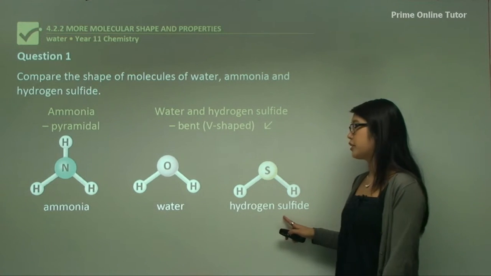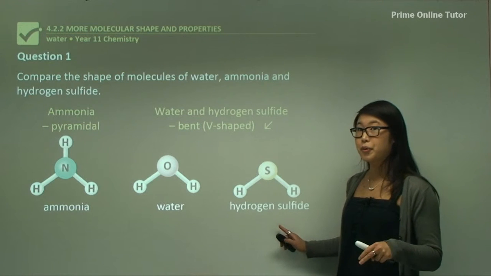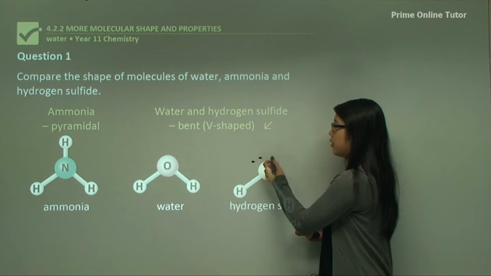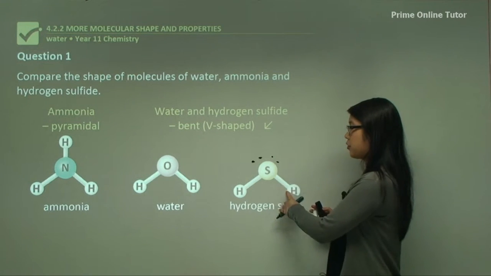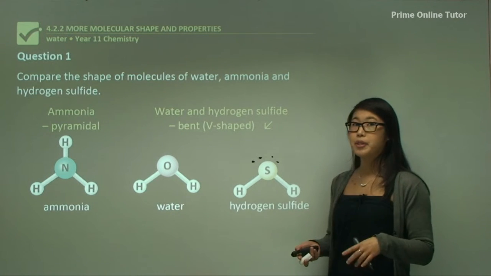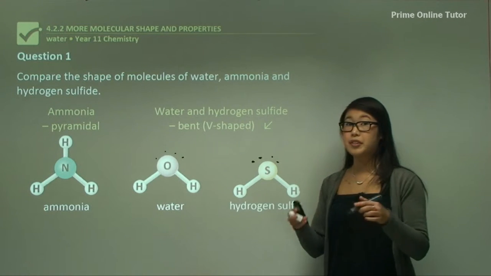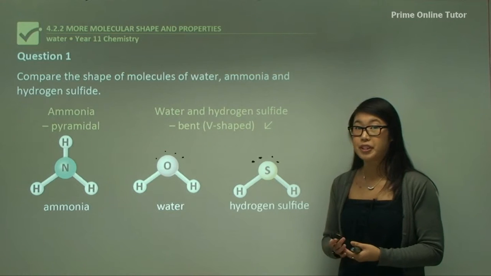So water and hydrogen sulfide, how many lone pairs do they have? They both have 2 sets of lone pairs, so the lone pairs are going to sit around here. And because there's 2 sets of lone pairs, it's going to push the bonds to the hydrogen down, making it into a V shape or a bent shape, which is why both of these, because they have 2 sets of lone pairs, give us a bent shape compared to the pyramid shape of the other one.